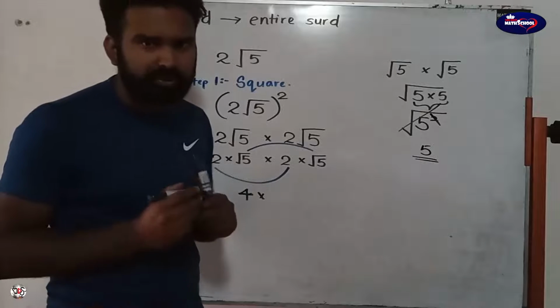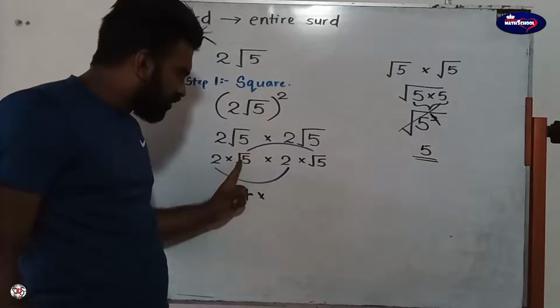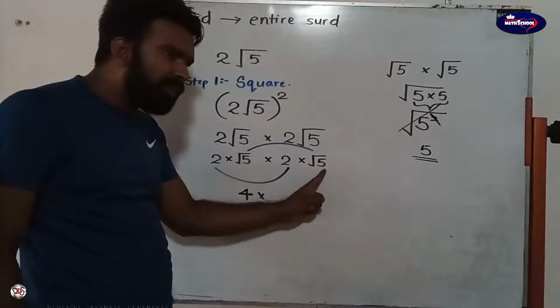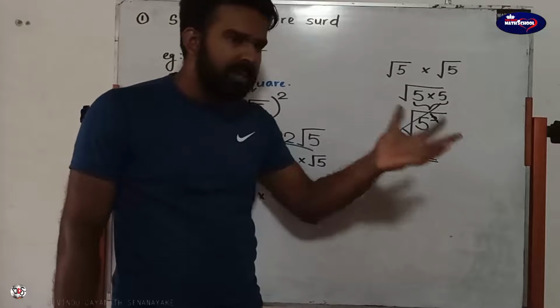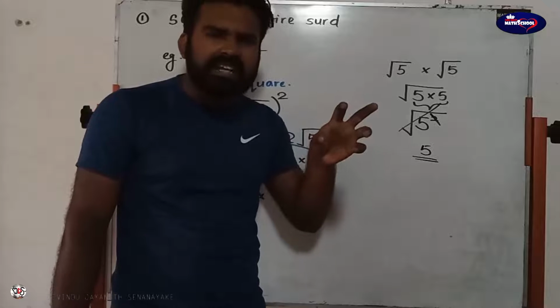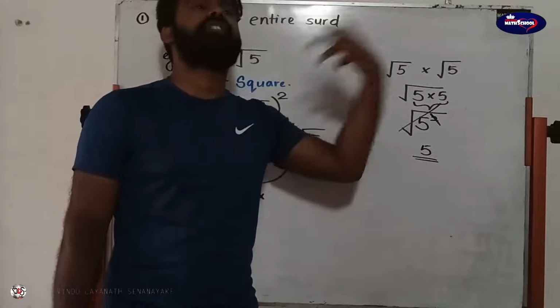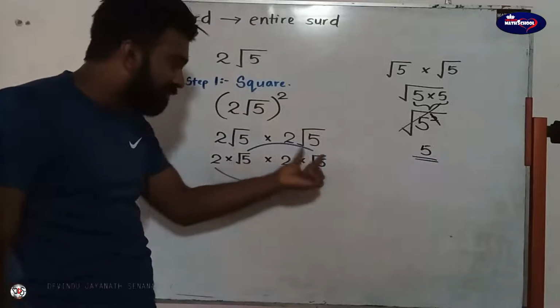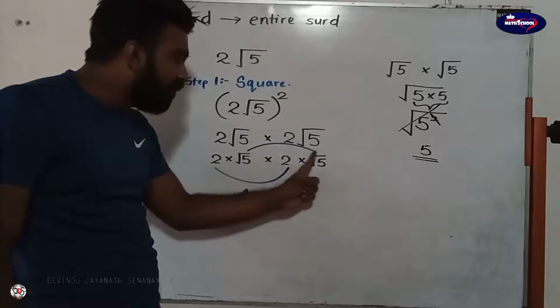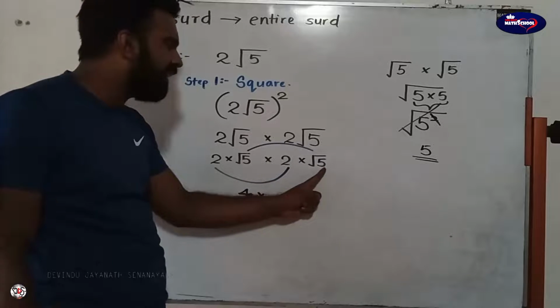In square roots, I have told these things. Square root of 5, when you are multiplying by the square root of 5, if any number with the radical sign, if you are multiplying it by the same thing, you can remove the radical sign and write down the number.